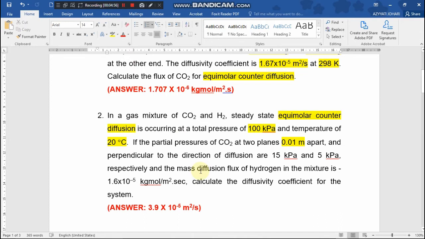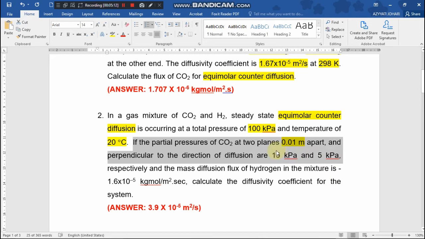So the 0.01 is the Z, or the elevation, or we call it the distance or length of the pipe. And then, with reference to this sentence, it stated the partial pressure of CO2, which is the partial pressure of component A, from one point to another point.